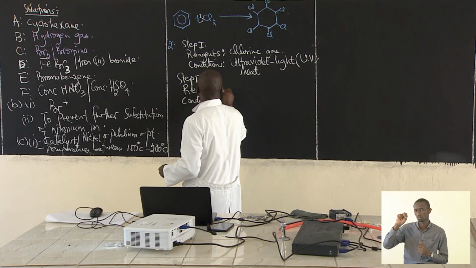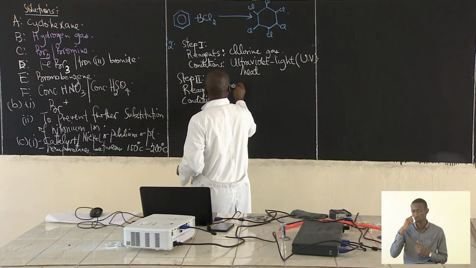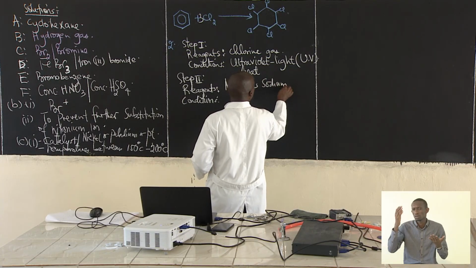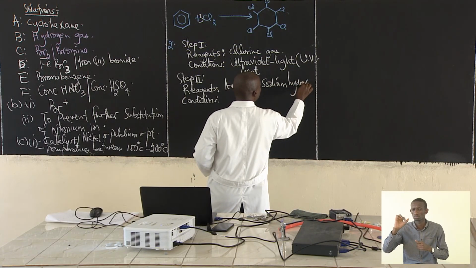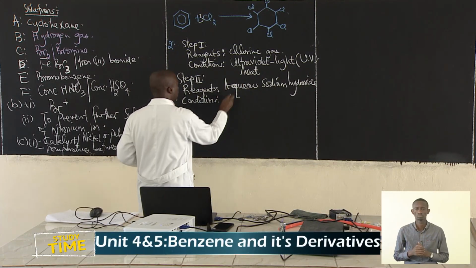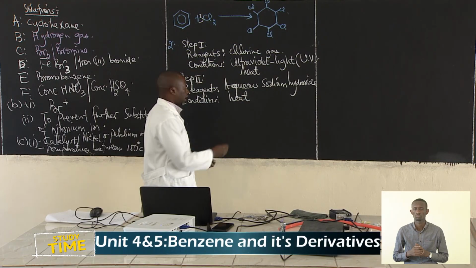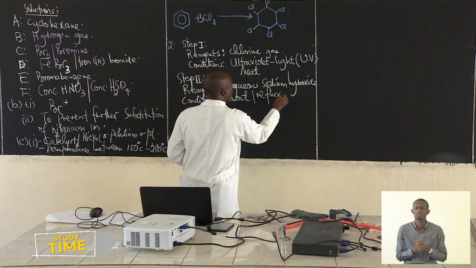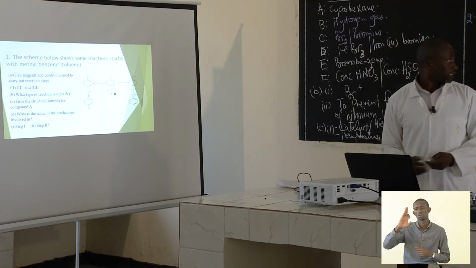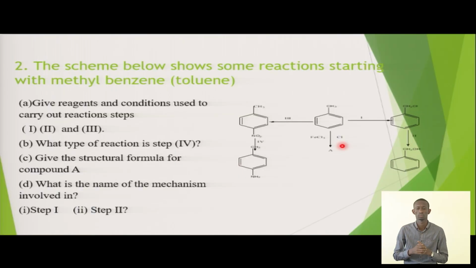So the reagent here is either aqueous sodium hydroxide, or sodium hydroxide solution. And here we can either use the heat or, in most cases, using the word reflux. So that is the condition. Step number 3. So we go to step number 3, then look at the reagents, and then conditions.